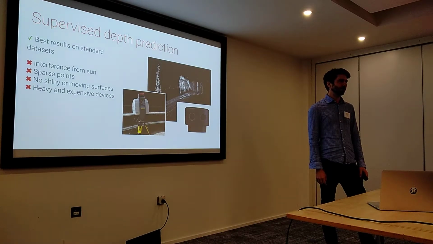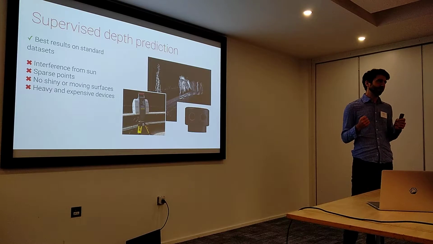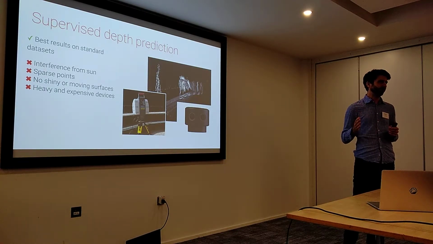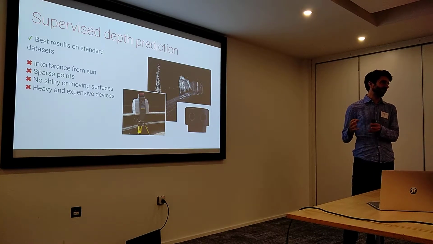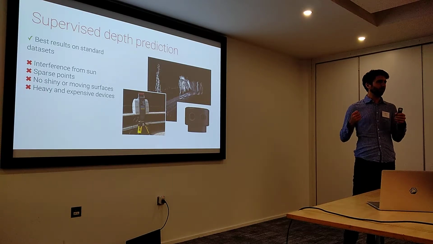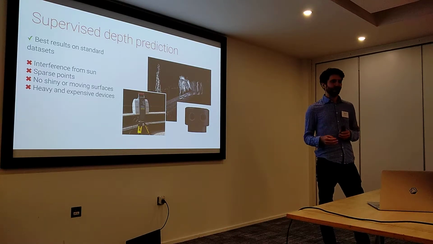And if you really want good results, you should supervise. Because it turns out we're really good at doing supervised learning. So if you have ground truth depths for every training color image, you can train a neural network to regress depth, and it does really well. But when you go outside, it's hard to get that ground truth data. So LiDAR scanners are still quite expensive, with problems with moving objects and shiny things.